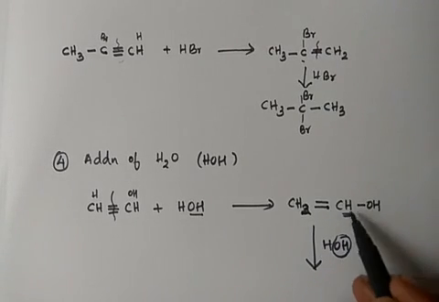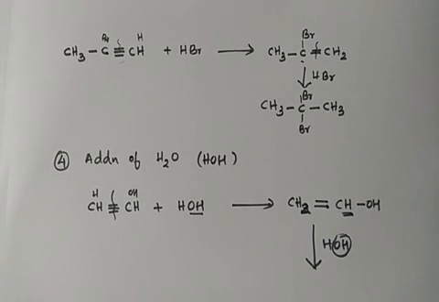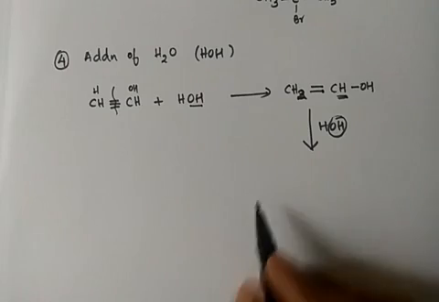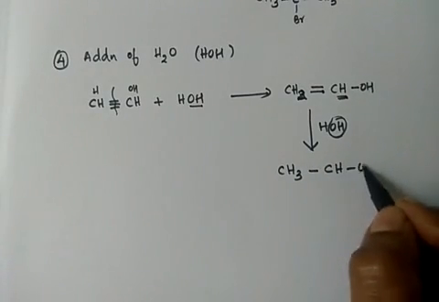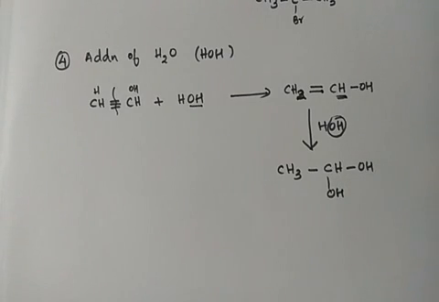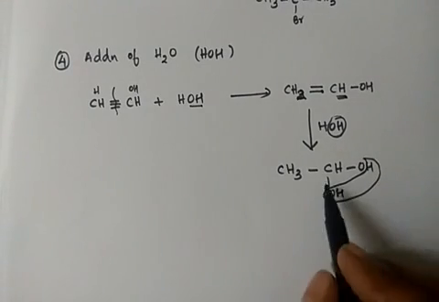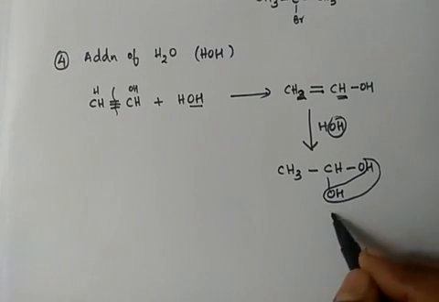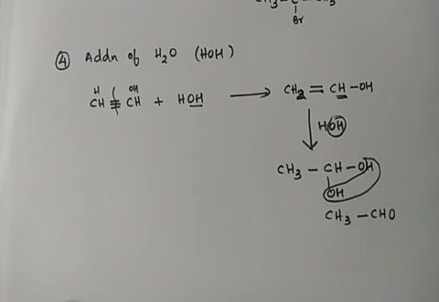So here, OH will go to which carbon? Here itself OH goes, and then this becomes CH3 single bond CHOH. And this is a highly unstable molecule as two OH appear on the same carbon. So from this a molecule of water can be eliminated and this exists as CH3 single bond CHO, an aldehyde. It exists as an aldehyde.